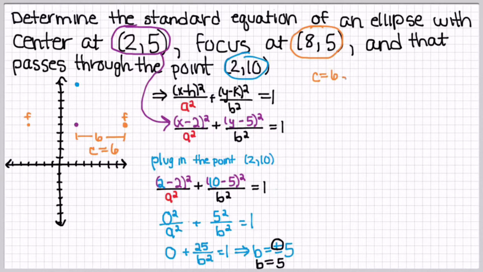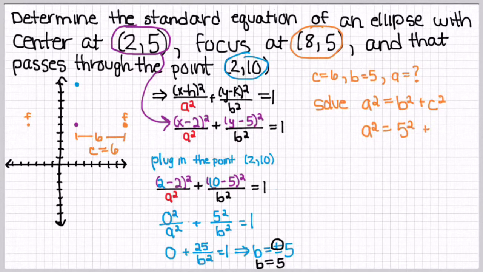So now I know that c is equal to 6, b is equal to 5, and I still don't yet know a. And this is where that formula comes in handy. So I'm going to plug it into the formula a squared is equal to b squared plus c squared, which gives me a squared is equal to 5 squared plus 6 squared, which tells me that a squared is equal to 61.